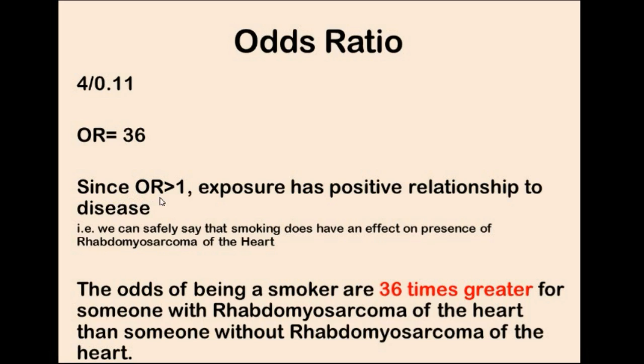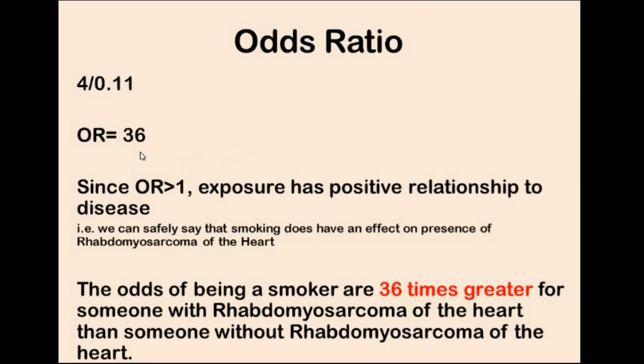Anyway, since the odds ratio is more than 1, that means the exposure, or the risk factor in this case, has a positive relationship to the disease or the outcome, which would be the rhabdomyosarcoma of the heart. In other words, we can safely say that smoking does have an effect on the presence of rhabdomyosarcoma of the heart. The odds of being a smoker are 36 times greater. So one way that we could conclude this is that if you are a smoker, you are 36 times more likely to develop rhabdomyosarcoma of the heart.